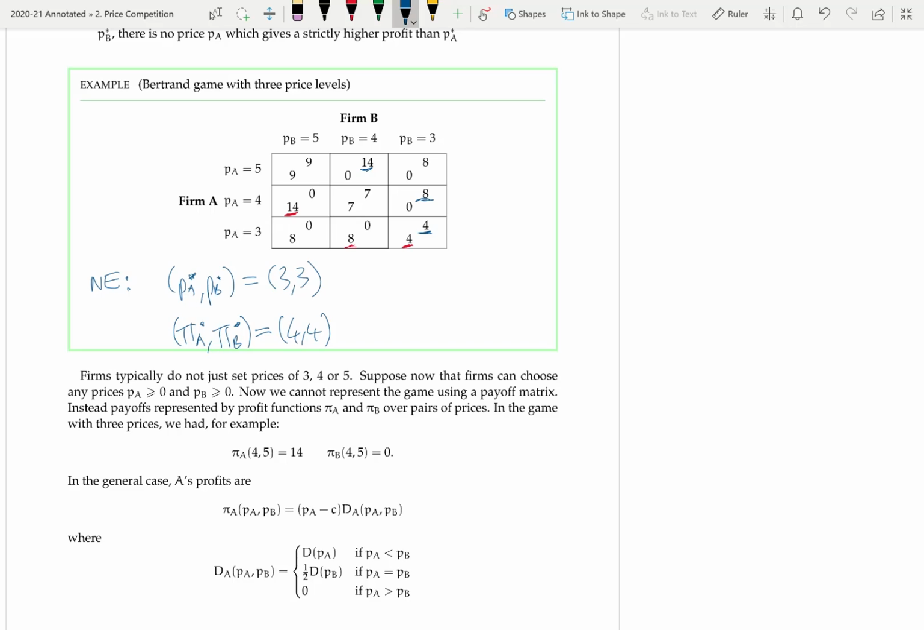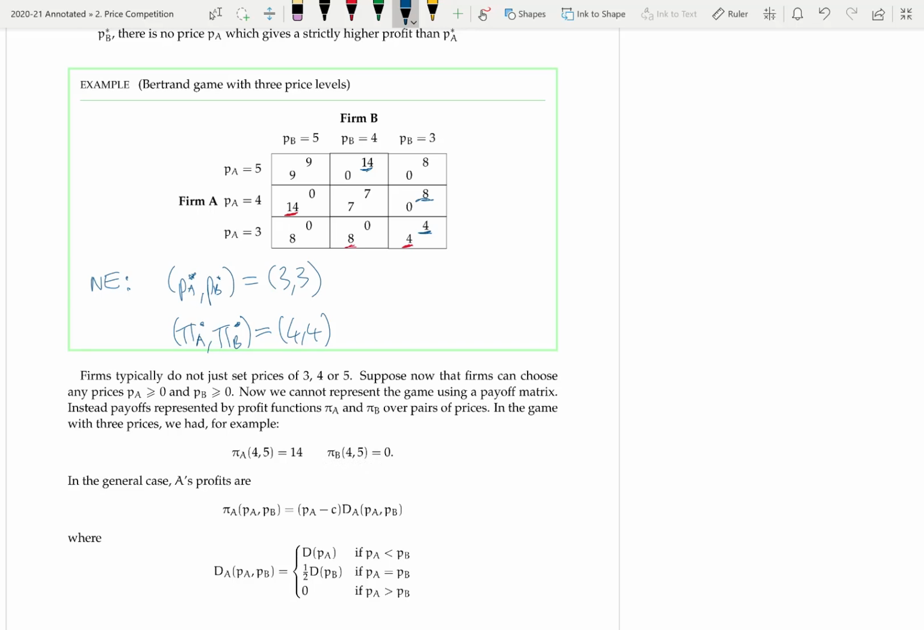Now, in the Bertrand model, we don't allow just a few prices or a finite number of prices. Firms can choose any price greater than or equal to 0. So we can't use a payoff matrix to represent the game. We're going to have to use payoff functions instead. So we have profit functions pi A and pi B, which are functions over pairs of prices. In the game with 3 prices, for example, the profit of firm A, when its price was 4 and the other firm's price was 5, is 14. At those prices, the profit of firm B is 0.